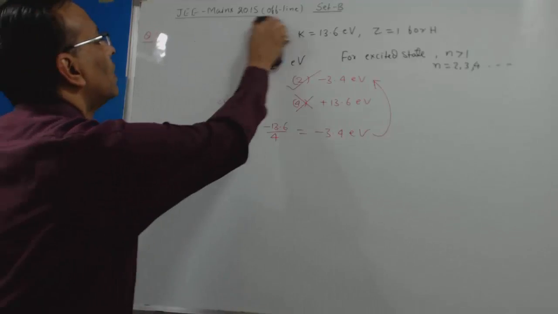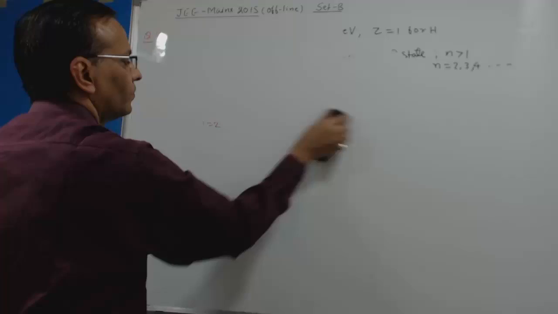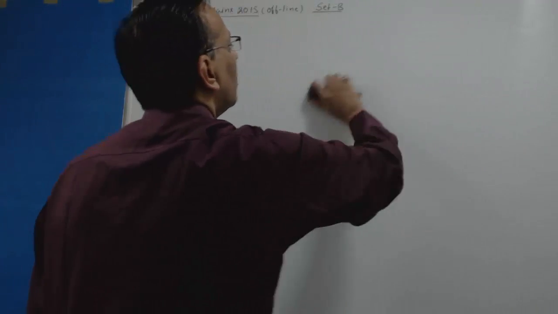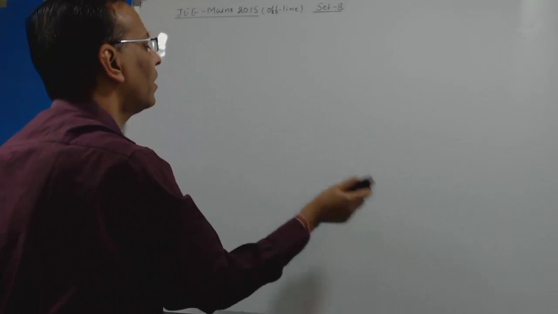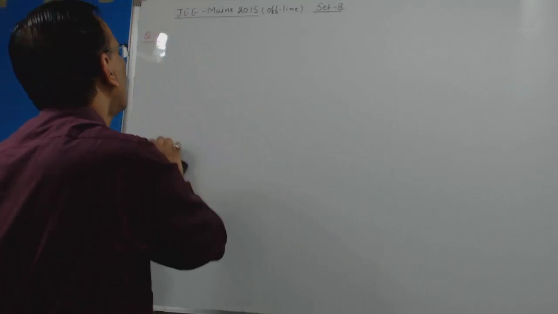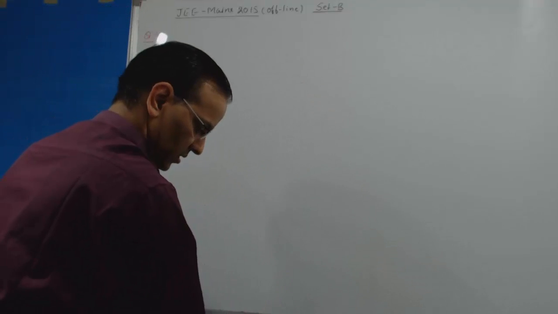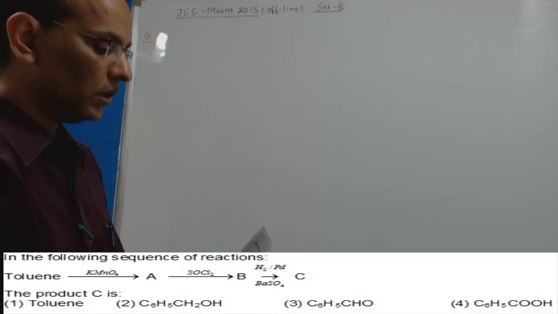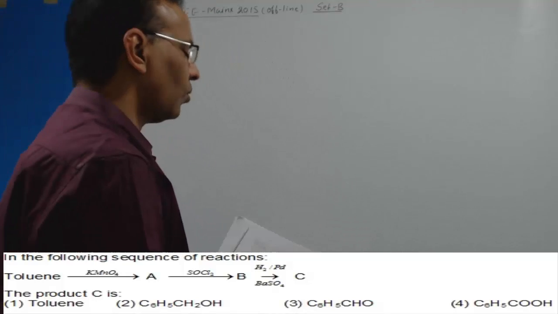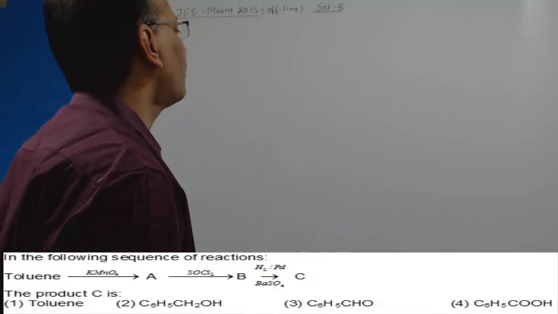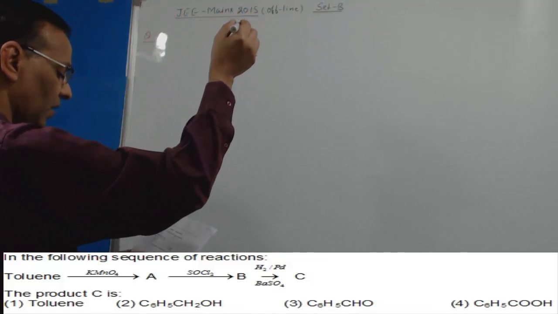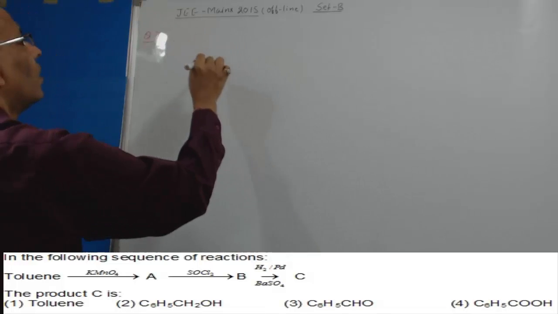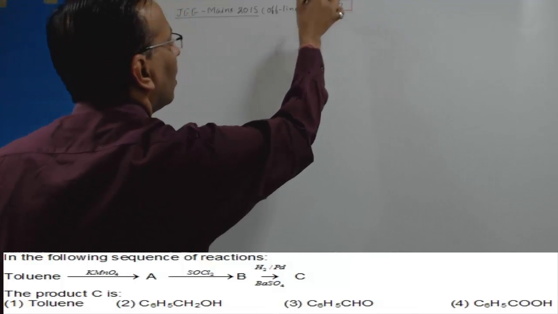The second question is from organic chemistry, and that question is related to predicting a product of a reaction. The question requires us to answer the product in the final step of this reaction. Here it is given, question number 2. We are solving set B.